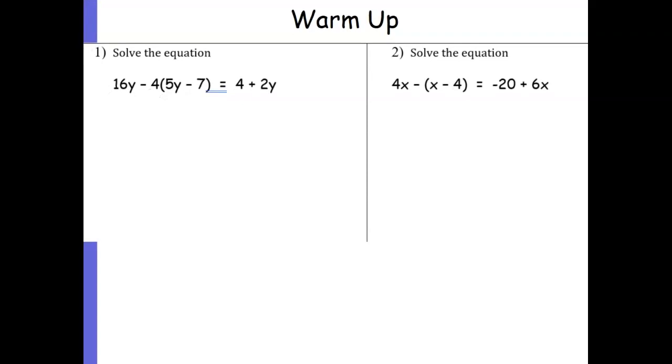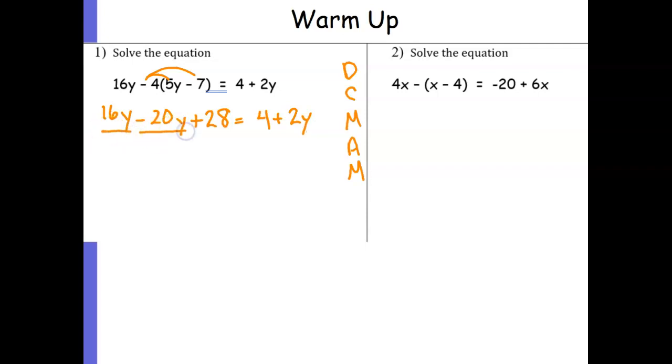So last class we learned the acronym DC-MAM to help us remember how to solve equations. This told us to first distribute. So we took 16y minus negative 4 times 5y is negative 20y, and then negative 4 times negative 7 is positive 28, and that's equal to 4 plus 2y. We then combined like terms on either side of the equal sign, so we took 16y minus the 20y, combined them, and got negative 4y plus 28 would be equal to 4 plus 2y.